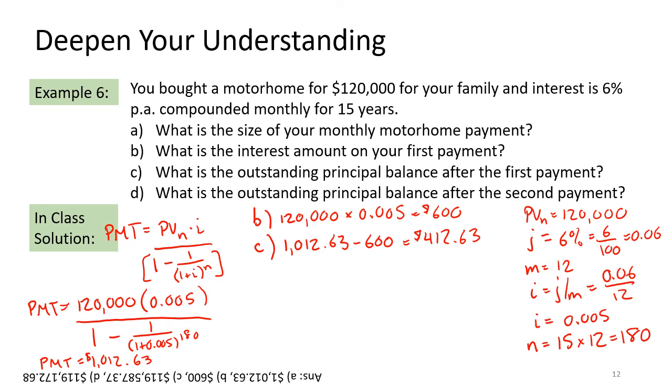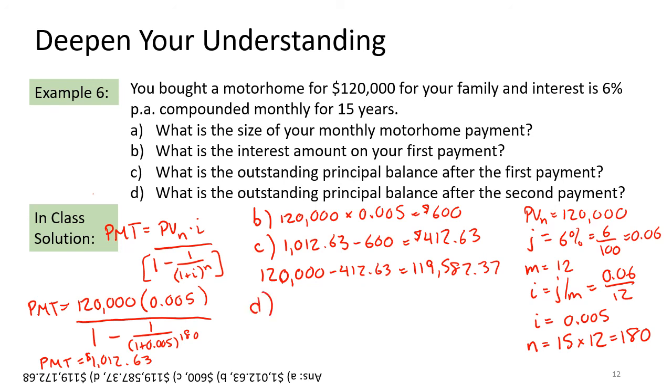Okay, so finishing part C, it means that we have $120,000 in our principal, and we paid off $412.63. So we're left with $119,587.37. So again, with each of these payments, because it's such a long loan and a large quantity of money, you're not reducing the principal that quickly. Okay?